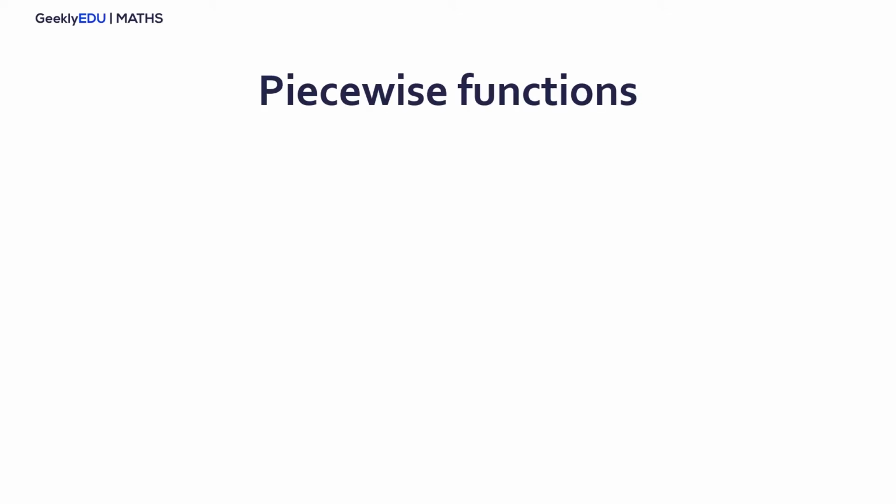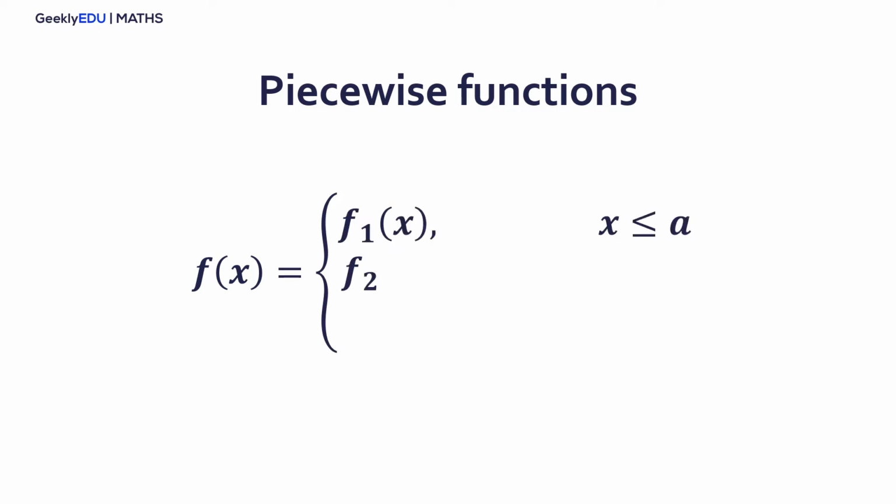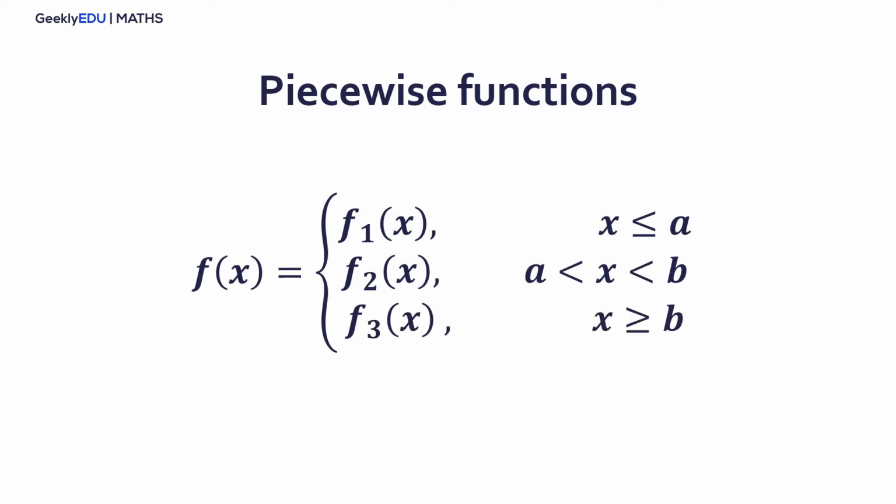A function can be defined in different pieces, and we say that the function behaves differently depending on the independent variable value. For example, let's say that we have a function f of x and we know that the independent variable is x. So we define this function with three other functions.